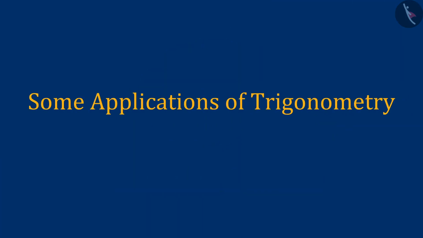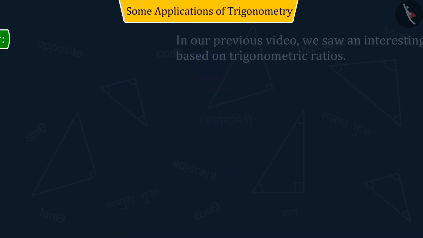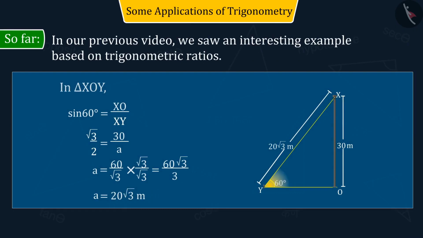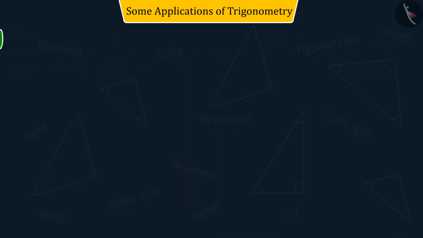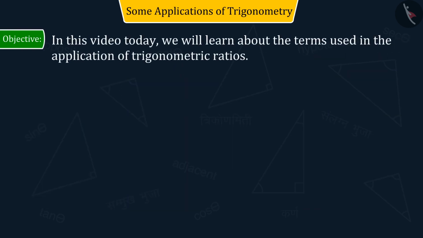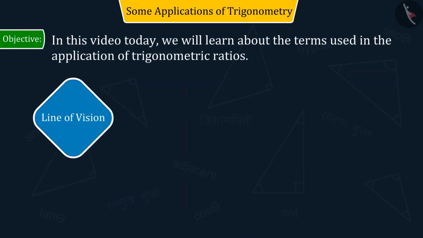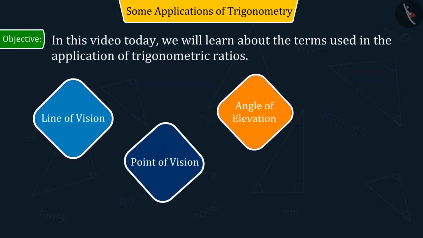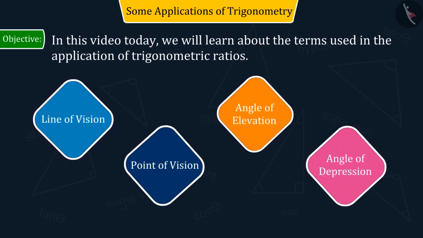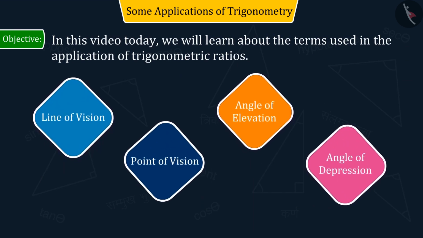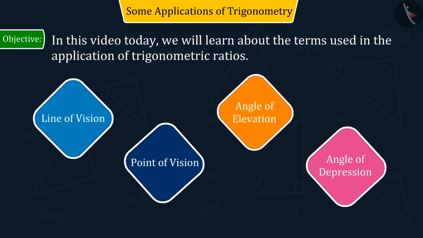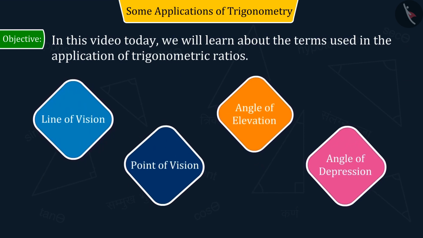Welcome to this video. In our previous video, we saw an interesting example based on trigonometric ratios. In this video today, we will learn about the terms line of sight, point of view, angle of elevation and angle of depression that are used with trigonometric ratios. So let's discuss these terms.